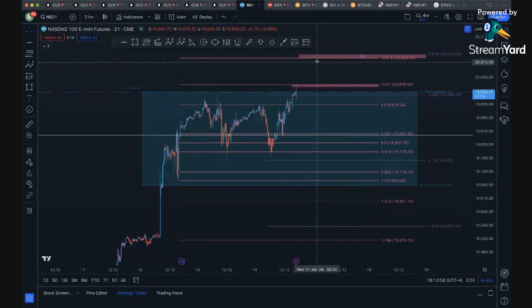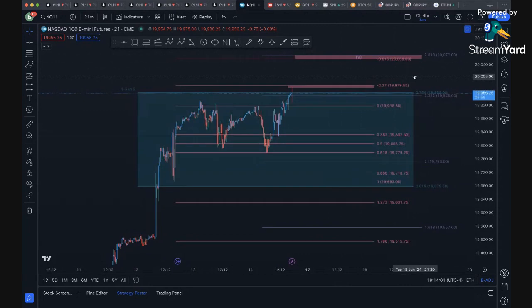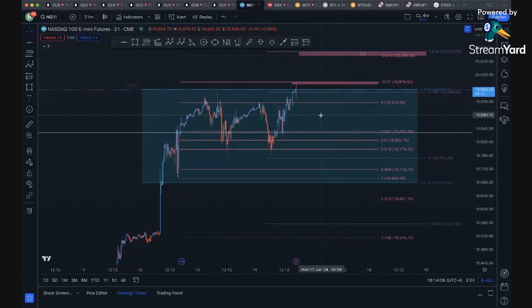Let's see what happens. Is it going to extend overnight? At some point, this thing is going to give a major correction. Anyway, that's what I got.